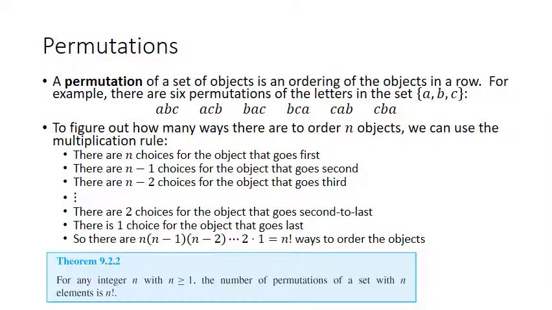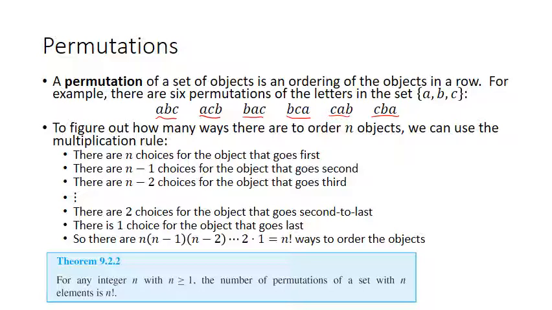Okay, so now let's go over the concept of permutations. A permutation of a set of objects is an ordering of the objects in a row. For example, there are 6 permutations of the letters in the set A, B, C. So here I've just listed them for you in alphabetical order. First there's ABC, and then ACB, and then the ones that start with B are BAC and BCA, and then the ones that start with C are CAB and CBA. So that's all 6 ways of rearranging the letters A, B, C.